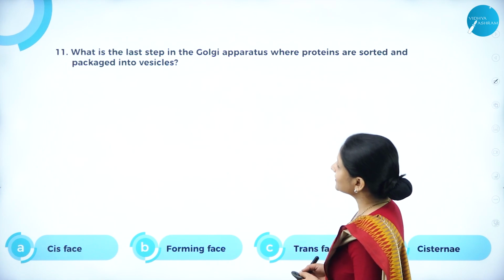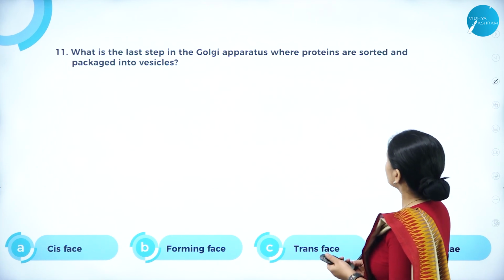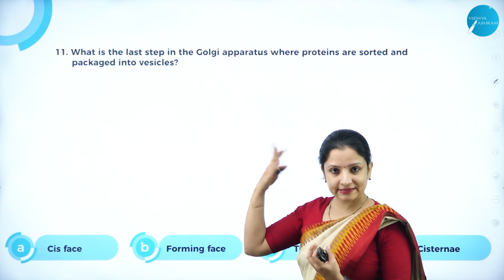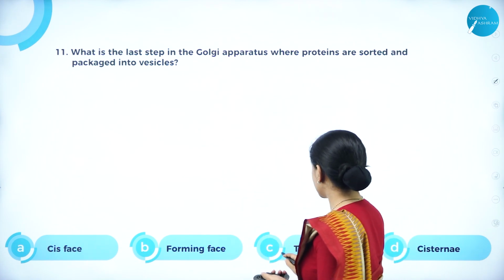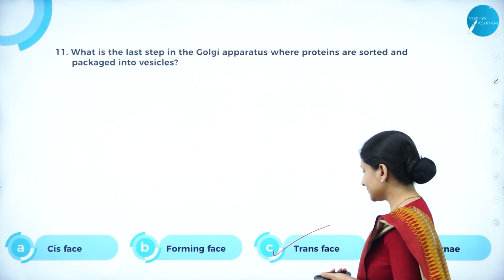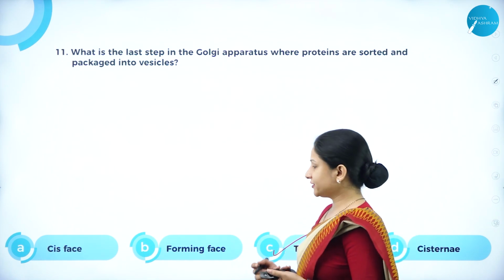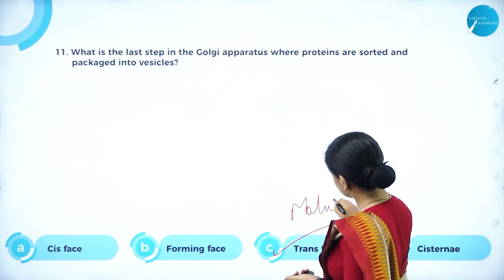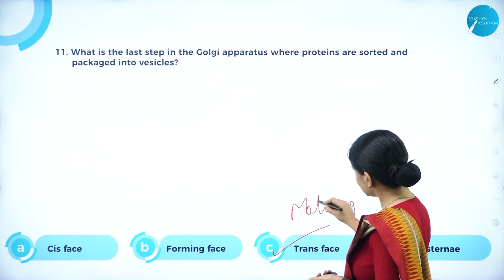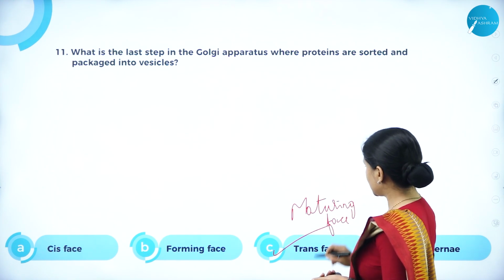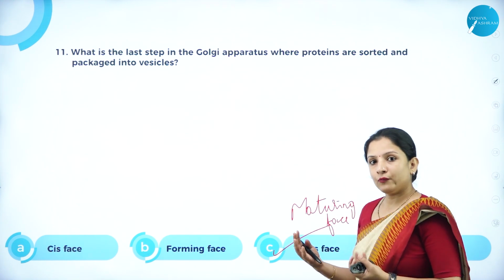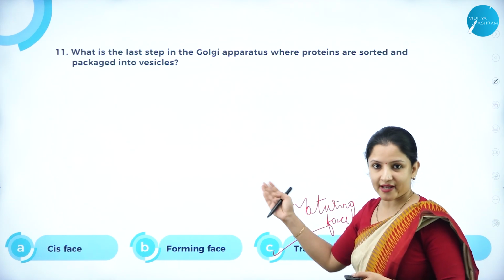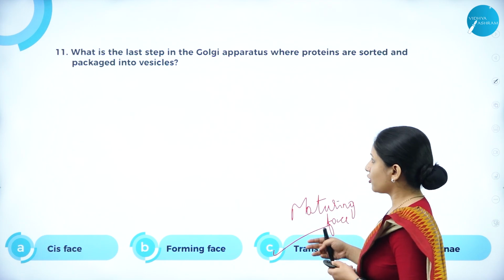Next, what is the last step in the Golgi apparatus where proteins are sorted and packaged into vesicles? Where does the last step occur? The last step actually occurs in the trans phase. So the answer here is trans phase. Instead of trans phase, they can also give it as maturing phase, because trans phase is also called maturing phase. So don't get confused. This process begins in the cis phase and it ends in the trans phase. So the answer is option C.